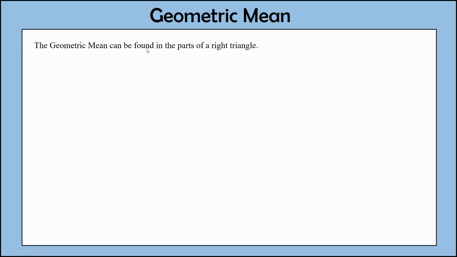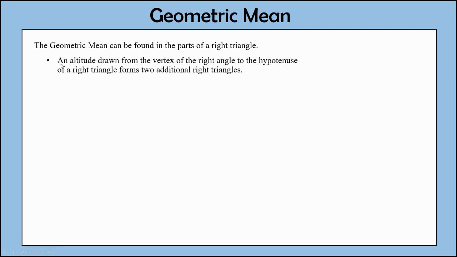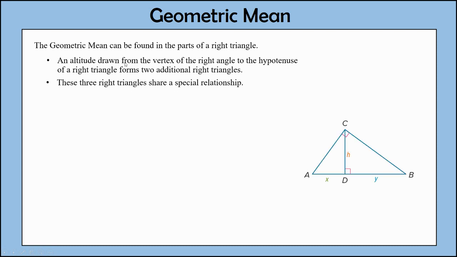Now, why are we talking about geometric mean? Where does the definition come from? Well, geometric mean can be applied to parts of a right triangle. If we take a right triangle and draw an altitude from the vertex of the right angle down to the hypotenuse, it's going to create two additional right triangles inside that original right triangle. Remember, an altitude is a line that connects a vertex to the opposite side at a 90-degree angle. These three right triangles created all have a special relationship.